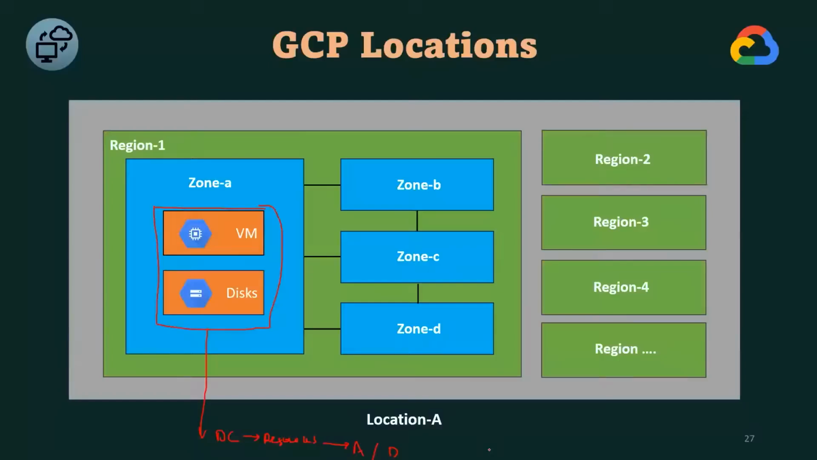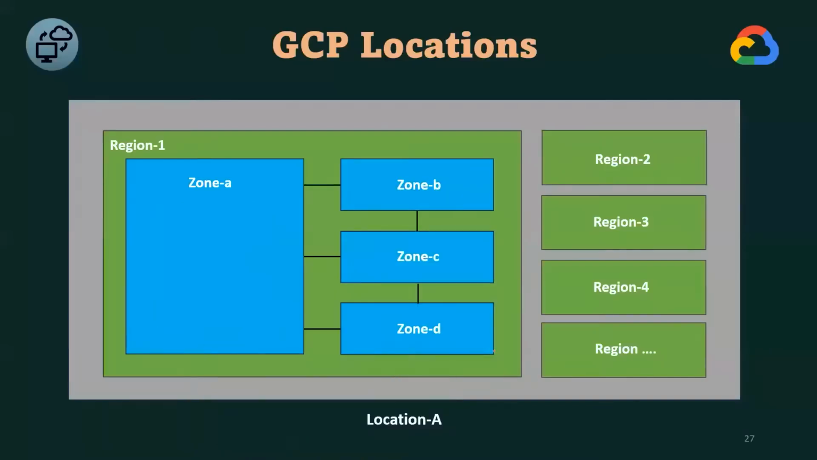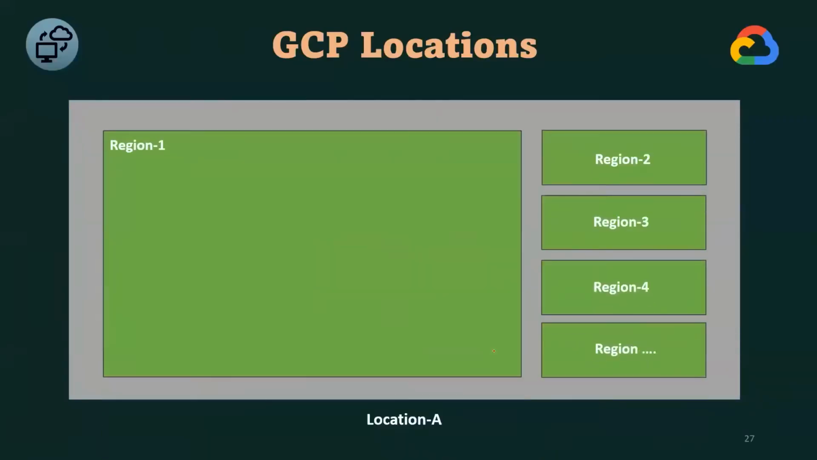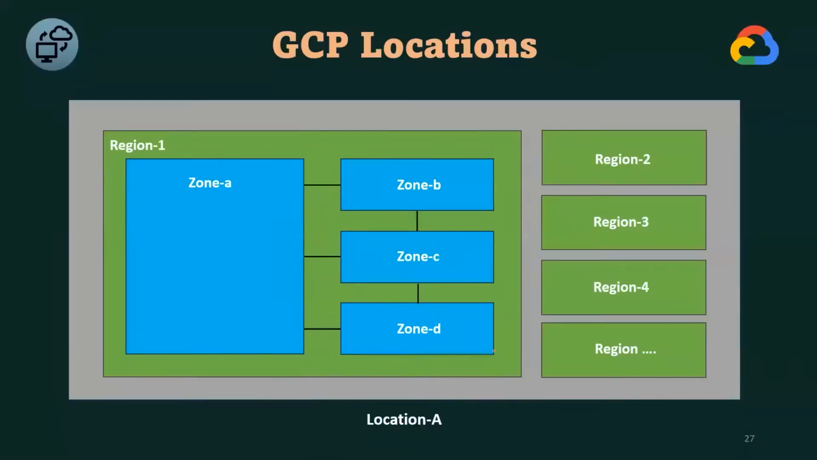So this is how the division will be there. If you take one of the locations, each location will be having regions. Each region is having zones and they are connected together. Each zone will be having a data center, and inside that you will be having the resources, nothing but the infrastructure. That infrastructure is provided to you as a service. Google is providing you those resources as a service, so that you use those services to do your application deployments and your data analysis or data engineering activities. This is how GCP's locations are organized.